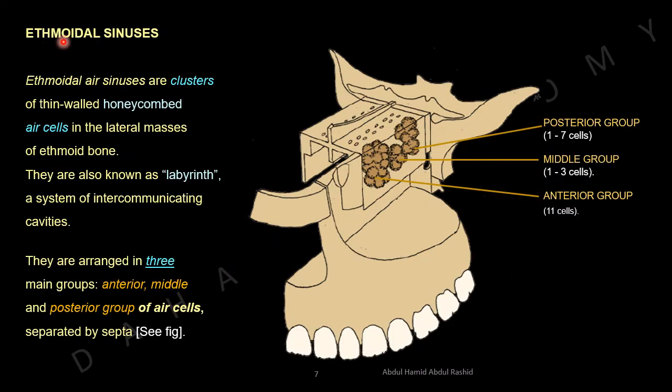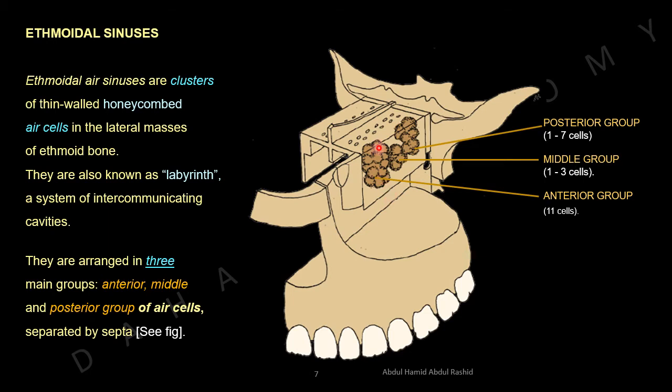Ethmoidal sinuses. Ethmoidal air sinuses are clusters of thin-walled, honeycombed air cells in the lateral masses of the ethmoid bone. They are also known as labyrinth, a system of intercommunicating cavities. They are arranged in three main groups: anterior, middle, and posterior group of air cells, separated by septa.